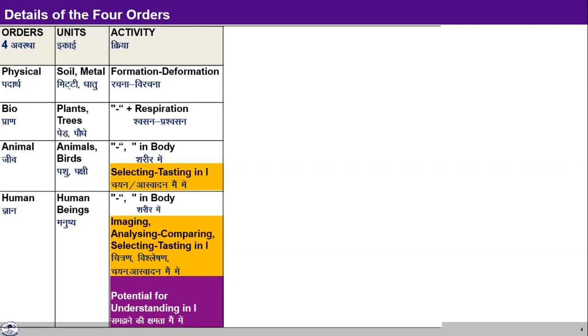Okay. So we talked about desire, thought and expectation. The ability to desire is related to the activity of imaging. The ability to think, that is thought, is related to analyzing and comparing. And the ability of expectation is related to selecting and testing.